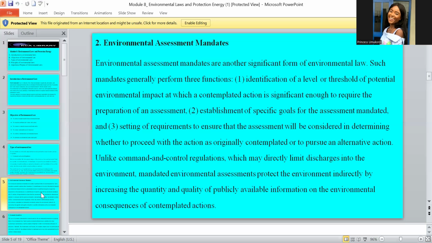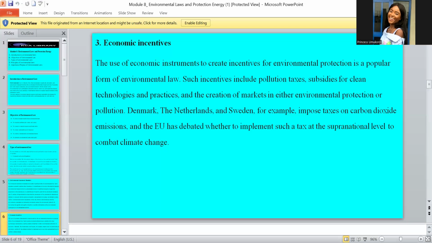Two, establishment of specific goals for the assessment mandated. And three, setting of requirements to ensure that the assessment will be considered in determining whether to proceed with action as originally contemplated or to pursue an alternative action.